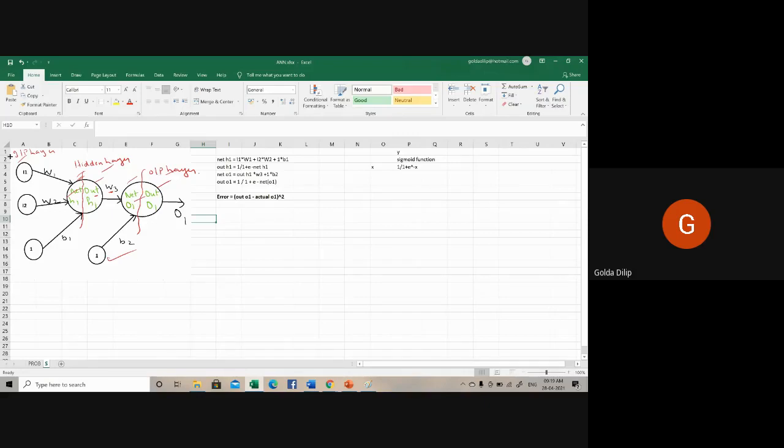Then you associate a bias with each and every node. Bias is also a weighted node. The value is predefined as 1, and the weights associated are B1 and B2.